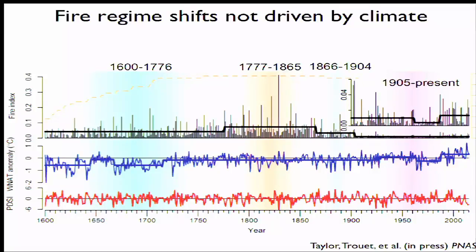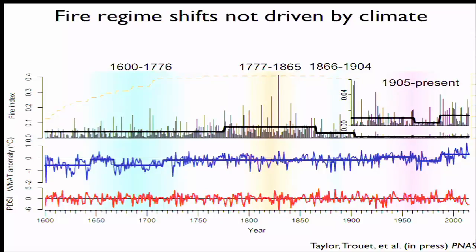back to what they were before 1775, and then after 1900, you get a very severe reduction in the number of fires. These three shifts, the 1775 one, the 1865 one, and the 1905 one, don't correspond to any shifts at the same time in either the temperature record or the drought record. So those shifts are not driven by shifts in the climate. There's more shifts over the 20th century, but I'll leave those up for the time being.